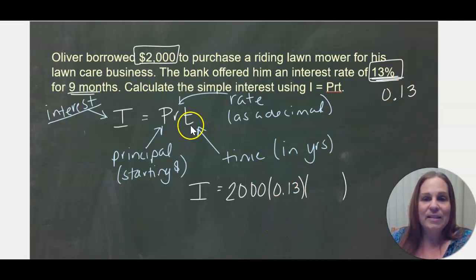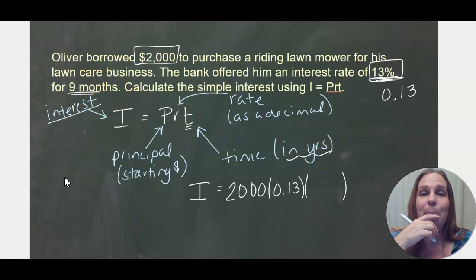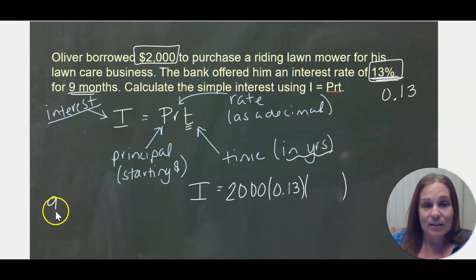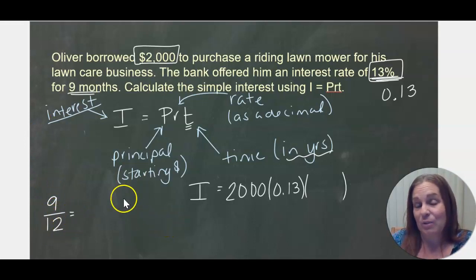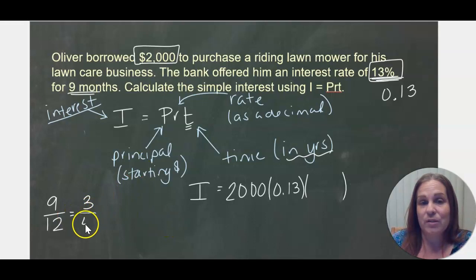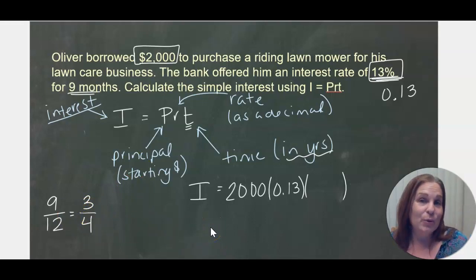And then the last thing that gets plugged in is time in years. Now they gave me 9 months. Well, how would I write that in years? Well, 9 months out of 12, I could reduce that, would be 3/4 of the year. If you know your common fractions, you know the decimal for that. If you don't, then you can just do 3 divided by 4.